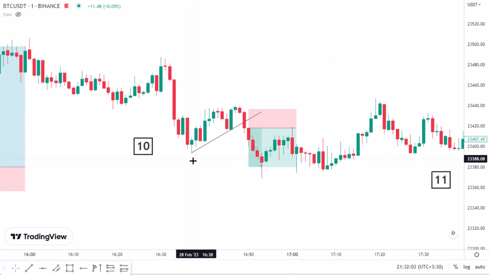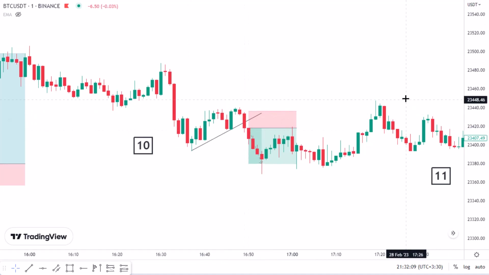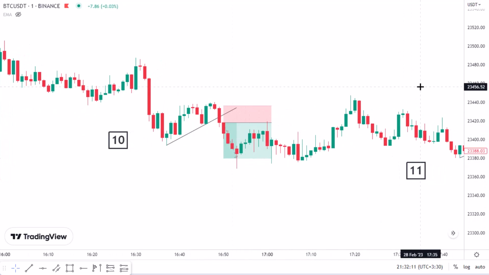On the trade 10, we have a trend line here with 2 touches. On the 3rd time it breaks it, we enter the sell position, put our stop loss above that, and it gives us a reward of 2.